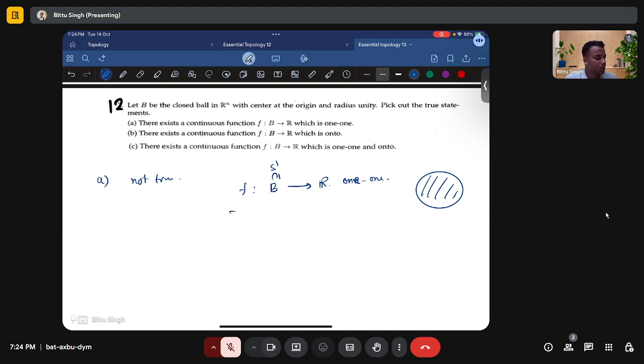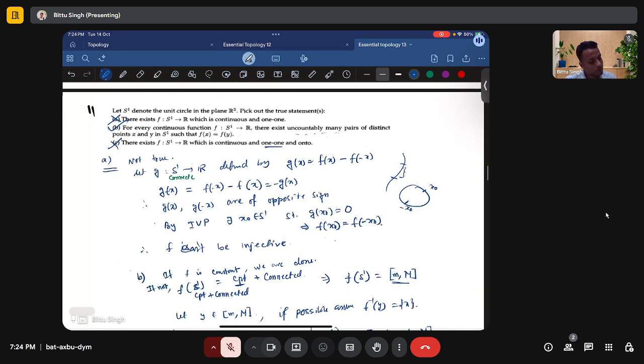So this gives a 1-1 continuous map f from S1 to R. If B to R is 1-1, then if we restrict the map over S1, this is also 1-1, which is a contradiction. In the earlier question we have proved this. There are at least two different points which map to the same point.